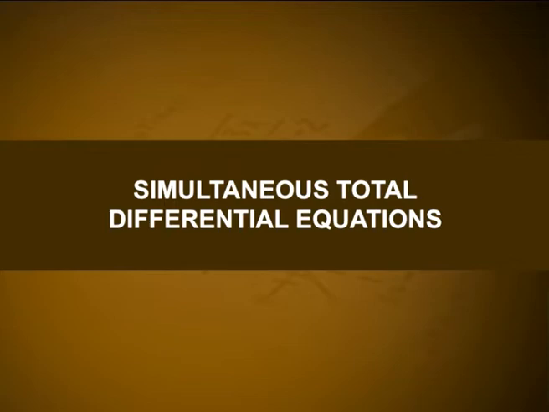Simultaneous total differential equations. The equations p dx + q dy + r dz = 0 and p' dx + q' dy + r' dz = 0. Let it be equation number 1, where p, q, r and p', q', r' are any functions of x, y, z, are called simultaneous total differential equations. If each of the above equations is integrable and has solution φ(x, y, z) = c1 and ψ(x, y, z) = c2 respectively, then taken together these equations form the solution of equation 1.